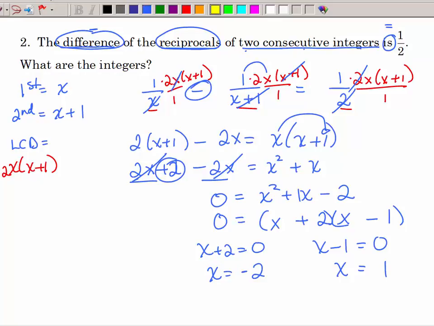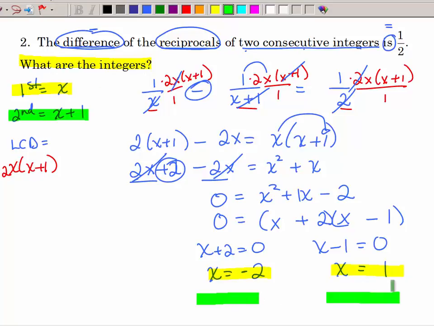Now here, this is why I want you to do this. It says, what are the integers, both of them? So I found x. What I need also is the second one, which would be x plus 1. So I'm not done yet, all right? So I need x plus 1. So just take this negative 2 and plug it in for x. So negative 2 plus 1 is negative 1.